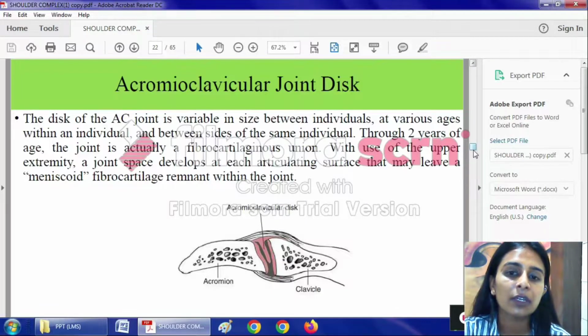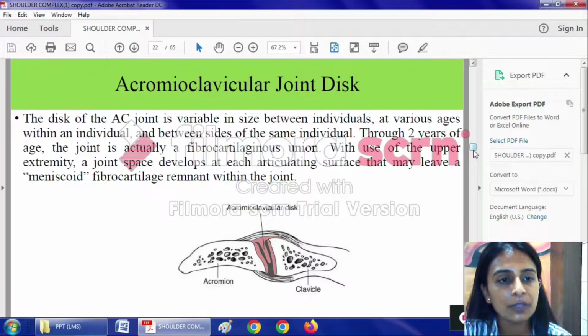Now, the acromioclavicular joint disc. The disc of the acromioclavicular joint is variable in size between individuals at various ages, within an individual, and between sides of the same individual through 2 years of age. The joint is actually a fibrocartilaginous union. With use of the upper extremity, a joint space develops at each articulating surface that may leave a meniscoid fibrous remnant within the joint.